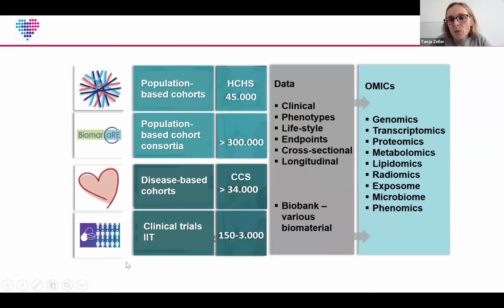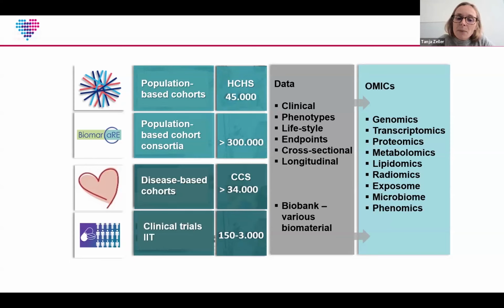And the resources we have on a population or cohort level are, on one hand, the population-based cohorts. Here in Hamburg, we have set up the Hamburg City Health Study, HCHS, which is currently still recruiting. So 20,000 subjects have already been recruited, and it shall be 20,000 more subjects. What has already been introduced is our EU project of population-based cohorts, a large consortium called BiomarCaRE, which will be detailed in a few minutes, where we have data and also biomaterials from over 300,000 subjects.